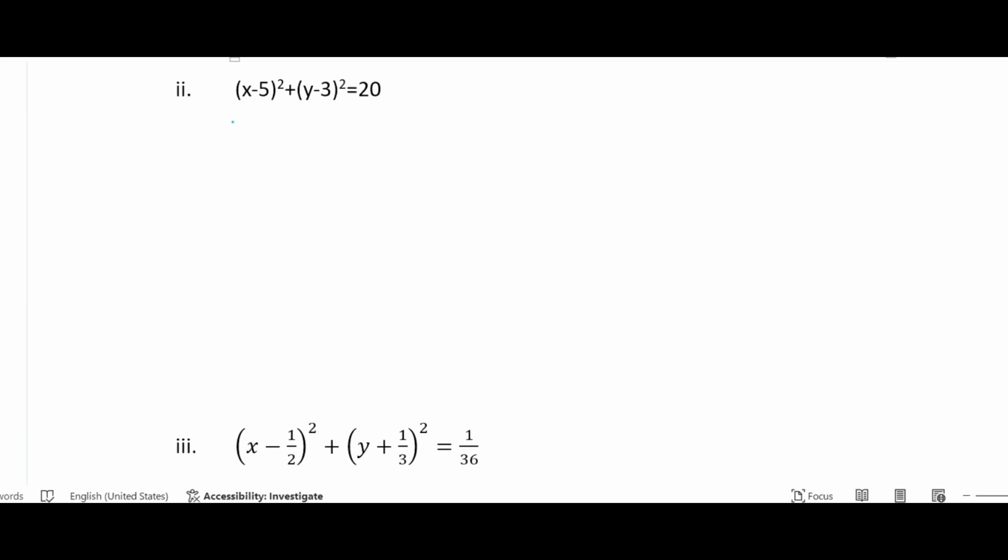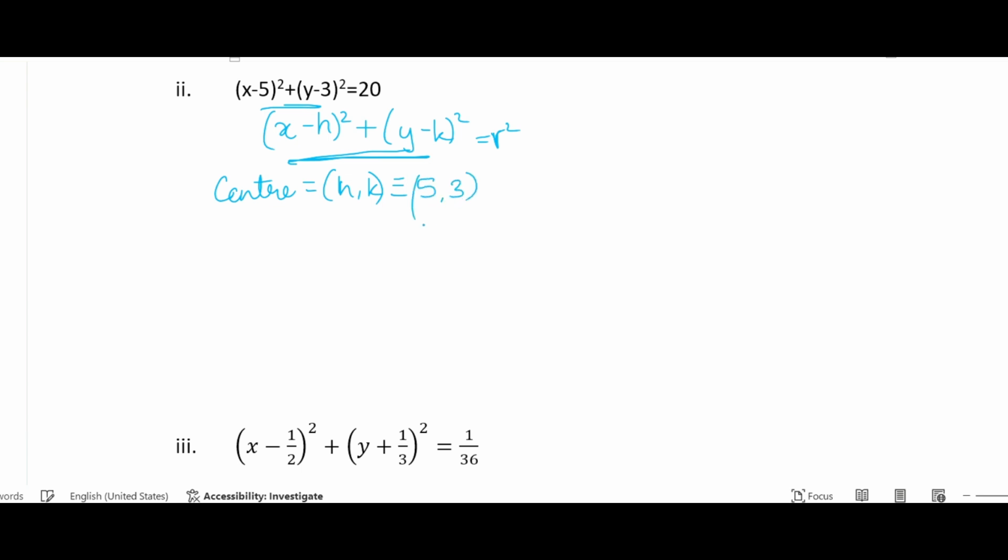Okay, moving on to the second one. This is your center radius form. What was there in our center radius form? If you remember, it was x minus h the whole square plus y minus k the whole square is equal to r square, right? In that, your center is h comma k. So comparing this with the standard equation for center radius form, you realize that h is 5 and k is 3. So your center is 5 comma 3.